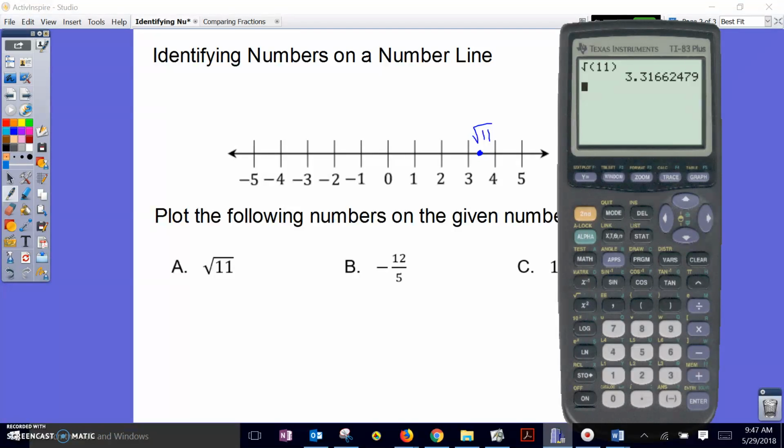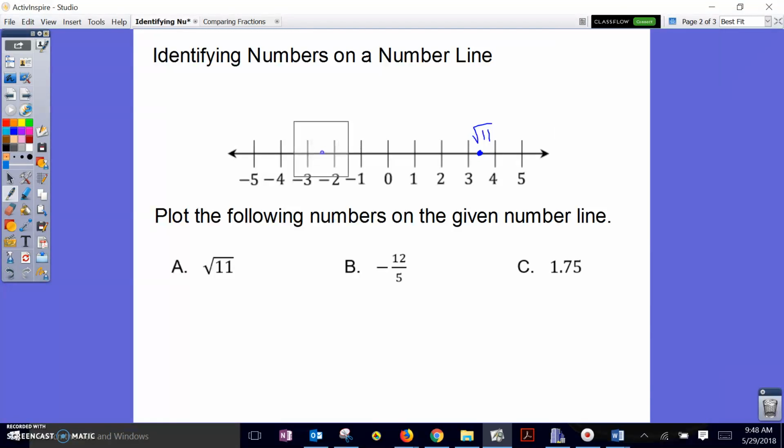But again, let's just turn to our calculator. I'm going to go ahead and find the value of -12/5. That's -2.4. Now, -2.4, forget about the sign for a second. 2.4 falls in between 2 and 3, which means that -2.4 should fall in between -2 and -3. A little bit closer to -2 than it is to -3. And so that's where we're going to plot -12/5.